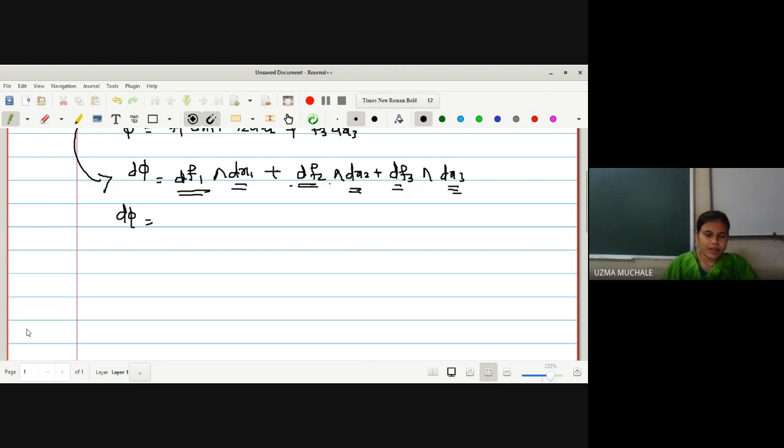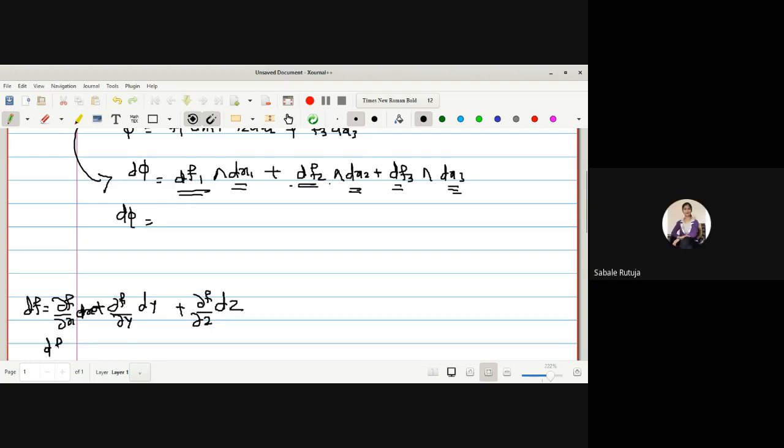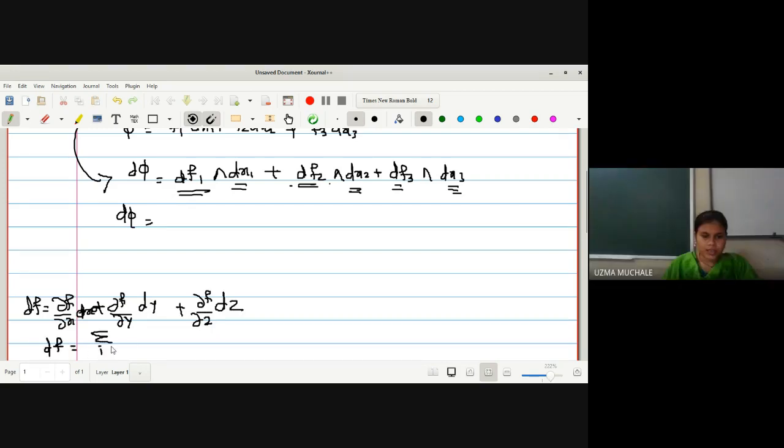Okay, now everyone knows that if f is any real valued function, how do we write df? df is nothing but dou f by dou x dx plus dou f by dou y dy plus dou f by dou z dz. Yes or no? Yes, ma'am. Okay, so in general way we can write it as dou f by dou xi dxi. So this df1 is also one real valued function. f1 is a real valued function. So how to evaluate df1?